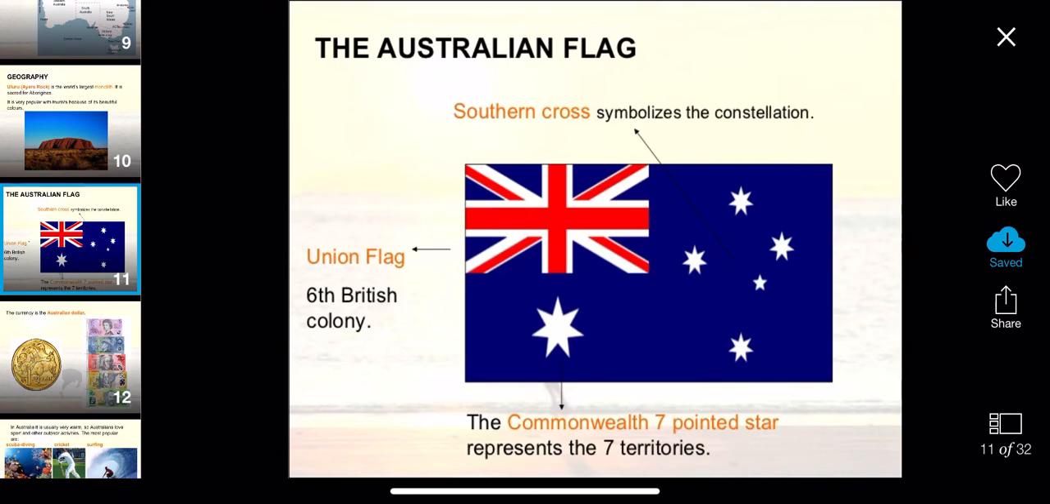Now, there are also stars on this flag, 5 of which symbolise stars in the sky. And the big star is the Commonwealth 7-pointed star, which represents the 7 territories. Great. So that is the Union Jack flag, which represents the British, 5 Southern Cross stars that represent stars in the sky, and the Commonwealth 7-pointed star, which represents the 7 territories.